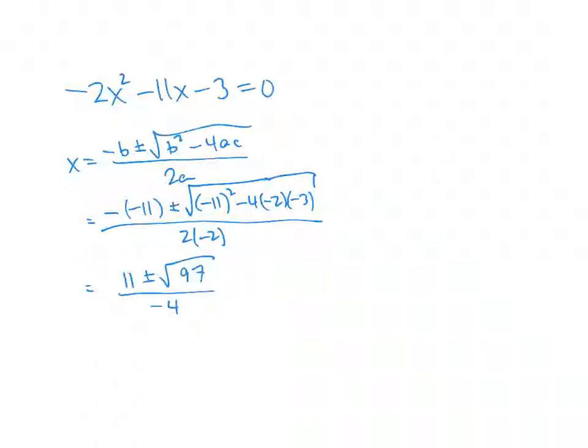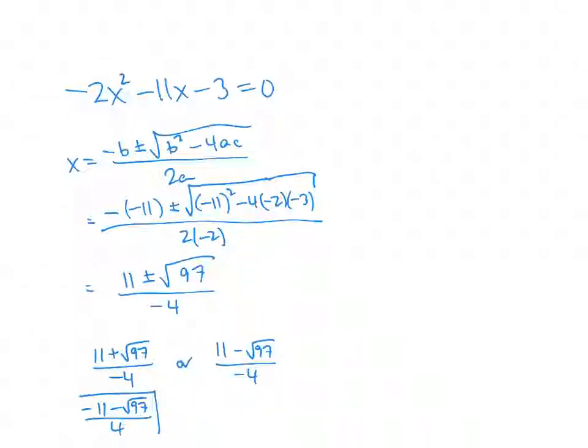Now 97 doesn't have a nice square root, so we're just going to leave it as square root of 97. So this gives us two answers, 11 plus the square root of 97 over negative 4, and 11 minus the square root of 97 divided by negative 4. Now, we typically don't like having a negative denominator like that, so I'm just going to multiply top and bottom by negative 1 for both of these. So the way that I would typically write these numbers is as negative 11 minus the square root of 97 divided by positive 4, and then negative 11 plus the square root of 97 divided by positive 4. That's just a sort of more typical way that we would write these.